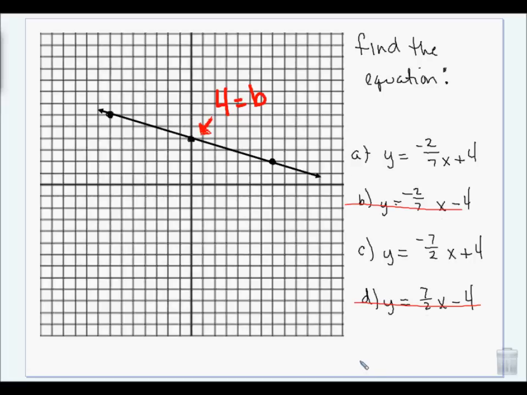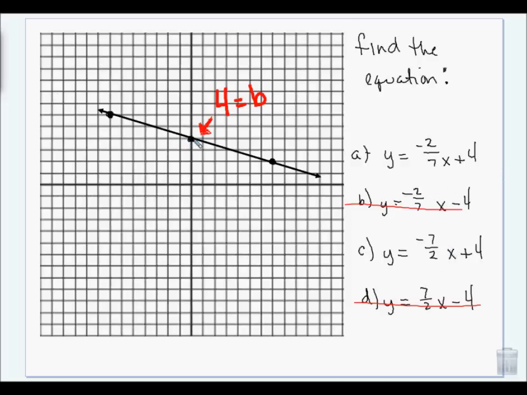Okay. My line travels downward as I move from left to right, so my slope is negative. So then I can look, if one of these is positive and the other one is negative, I could eliminate the negative, or the positive one. But they're both negative, so I can't do that.